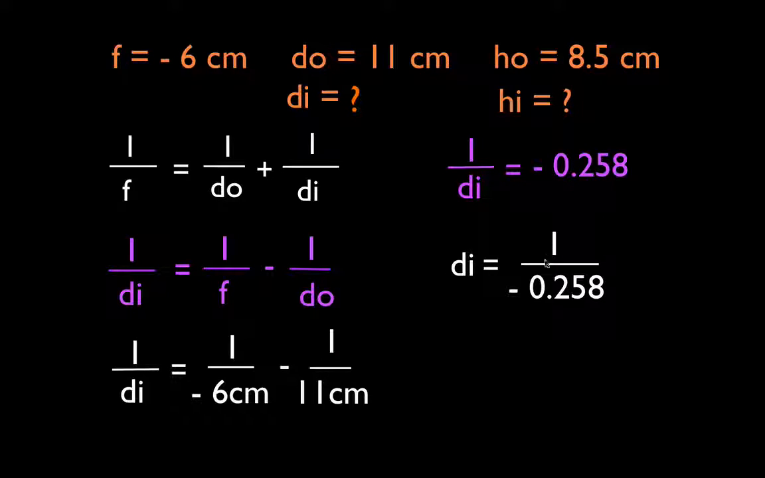DI equals 1 over negative 0.258. And all I do in my calculator is go 1 divided by negative 0.258, and I get that the image distance is minus 3.88 centimeters. I think, okay, that's great, because we said it has to be less than the focal length. The focal length is 6. The image appears inside the focal length, inside the focal point, and that's 3.88, and negative means it's on the same side as the object.